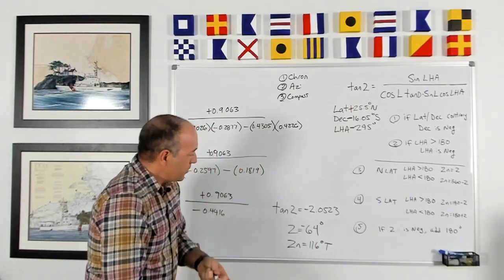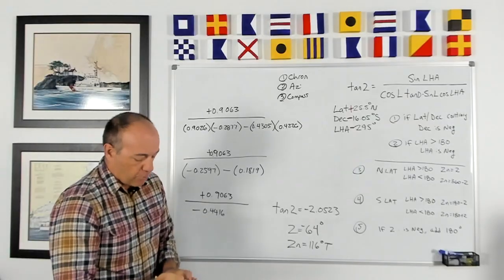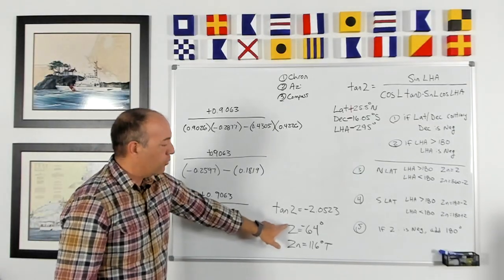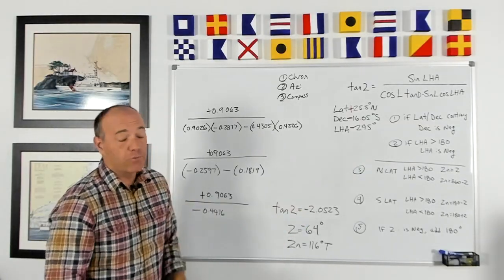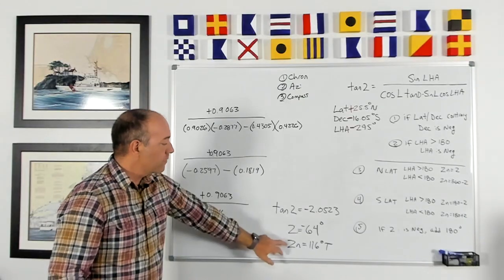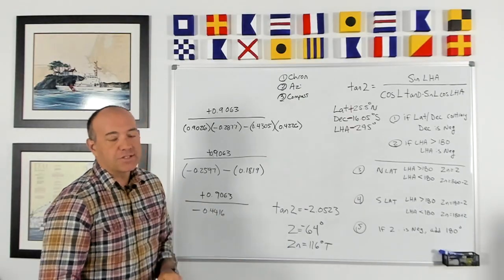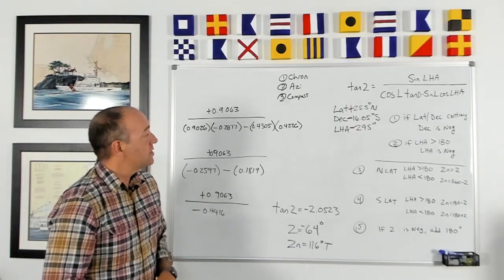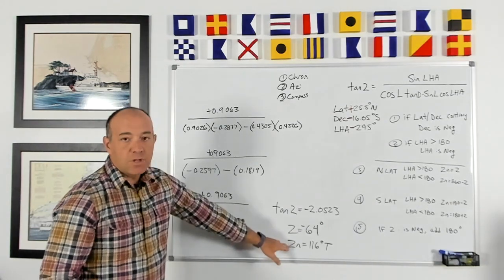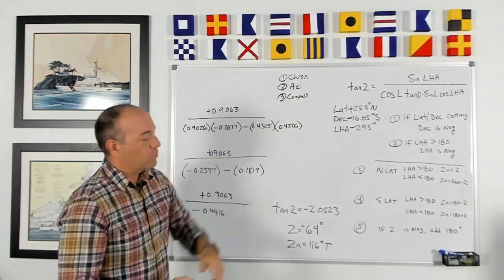All right, so that's an example of this coarse notation stuff where the included angle for math was 64 degrees, or negative 64 degrees in this case, but the true value, our compass value, is going to be 116 degrees. All right, so that's the azimuth portion. Now we can work on the compass portion.